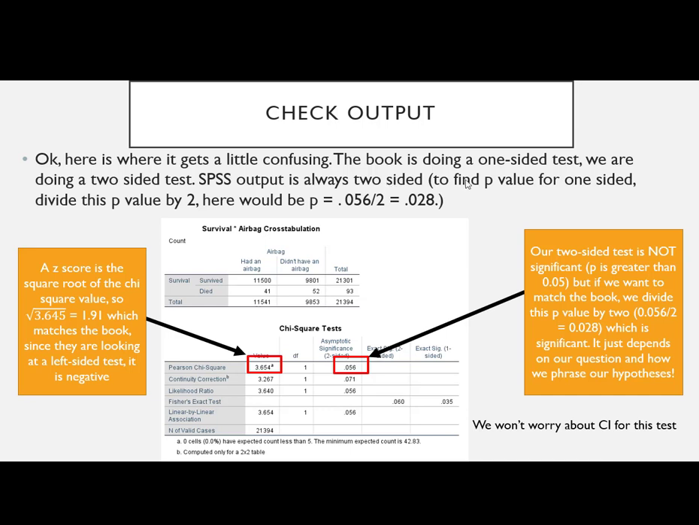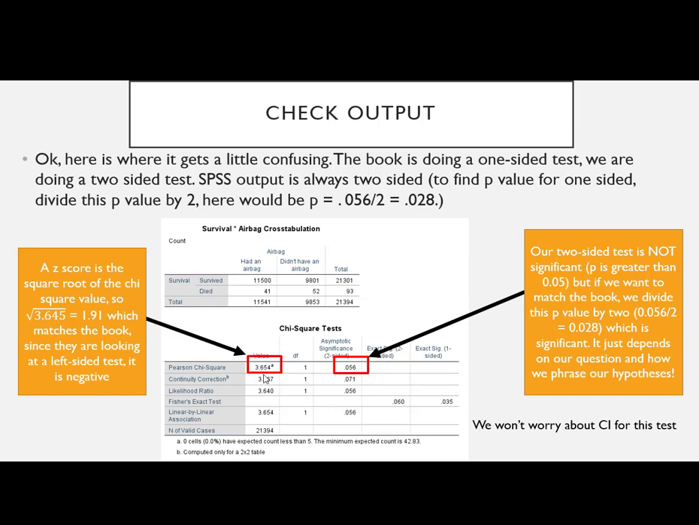So in order to find a p-value for one-sided, divide this p-value here by 2, and you would get 0.2028. So let me explain what's going on. A z-score is the square root of the chi-square value. So if I square rooted that, I would get a z-score of 1.91, which matches the book. Since they were looking at a left-sided test, it is negative. Remember, way back, we said that plus or minus 1.645 is the critical value. This is bigger than that, so it's significant for a one-sided test.